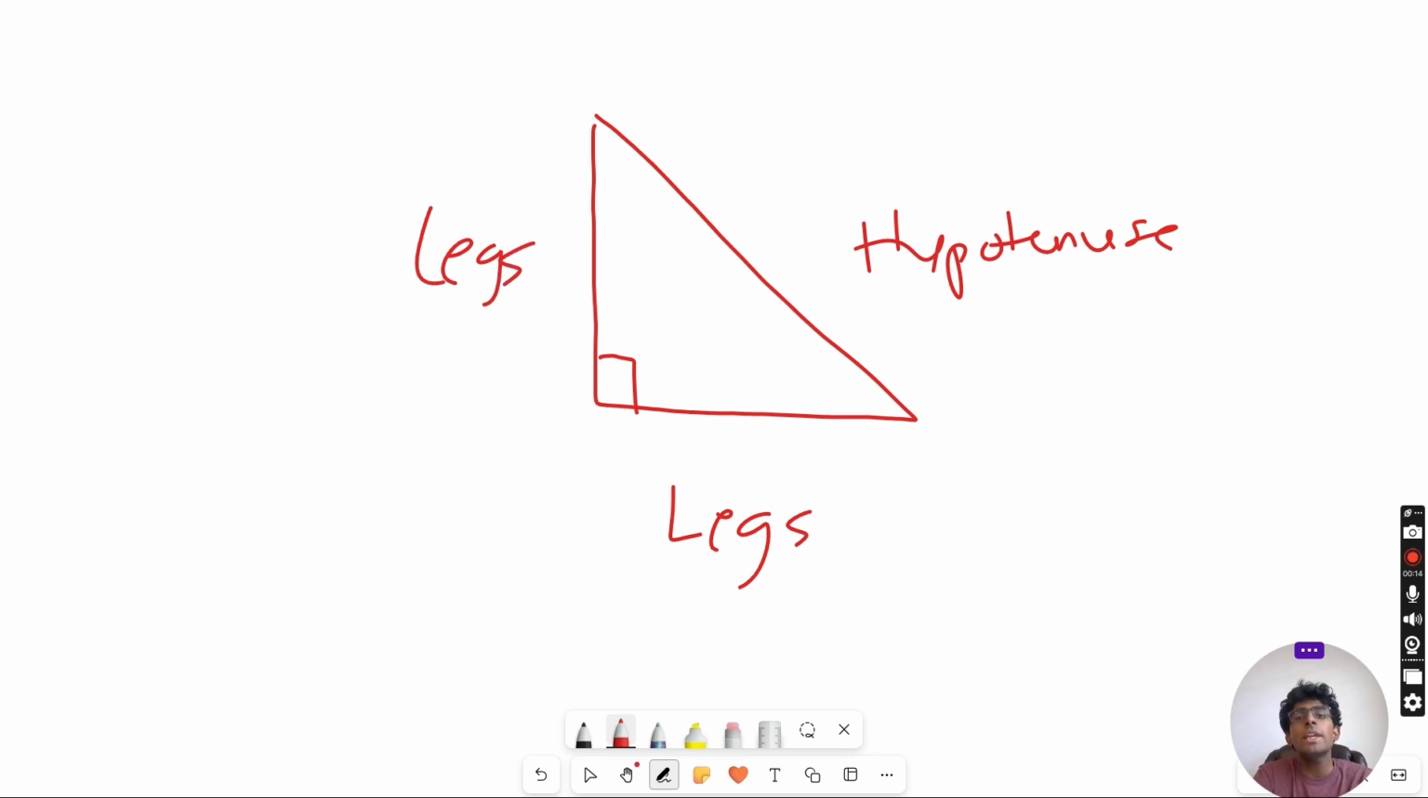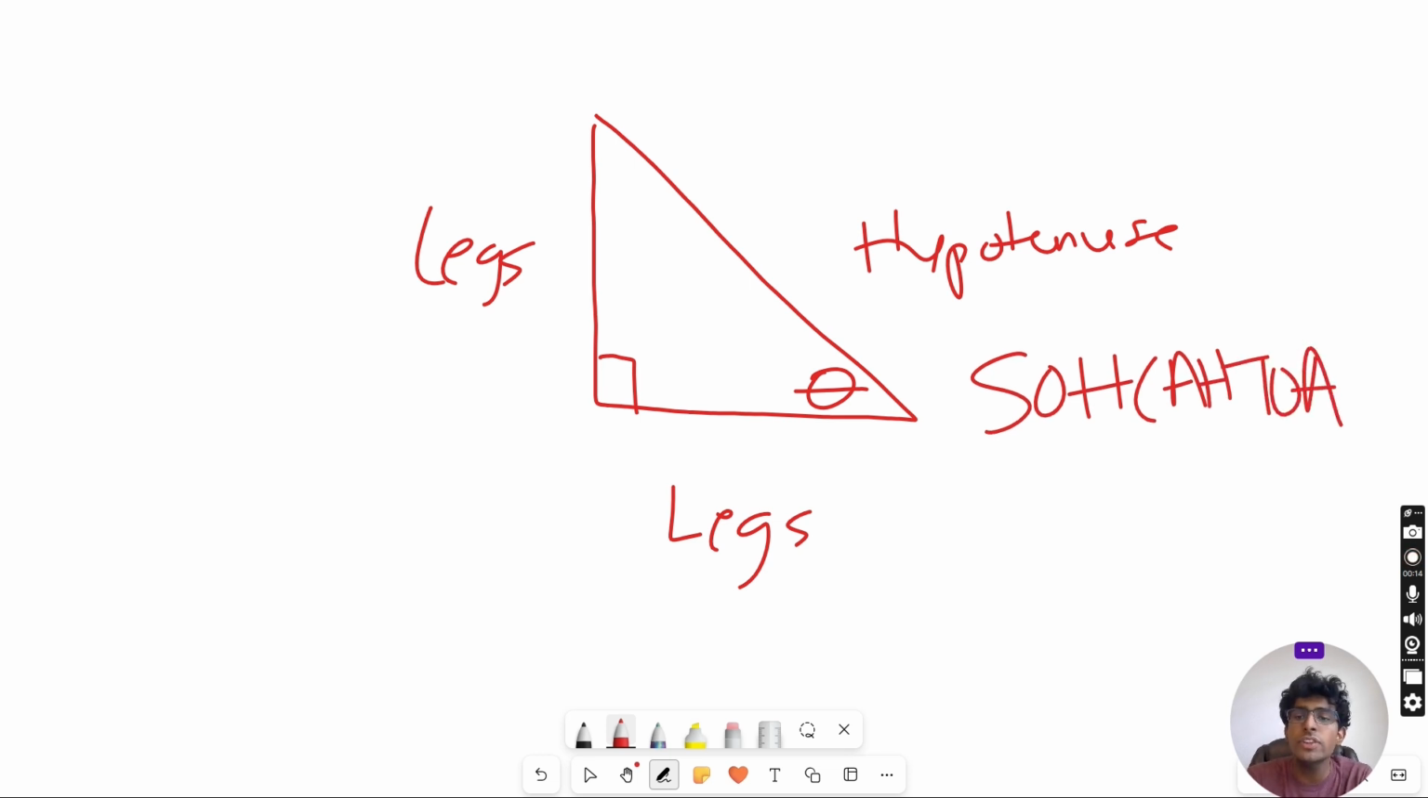So when we're looking at the concept of trigonometry, it's about angle measures and sides. How do we connect those together? So if we have an angle here, let's say this angle, and we want to do the trigonometric ratios, we have sine, cosine, and tangent using the mnemonic SOHCAHTOA. So what does that mean? Sine theta represents opposite over hypotenuse.